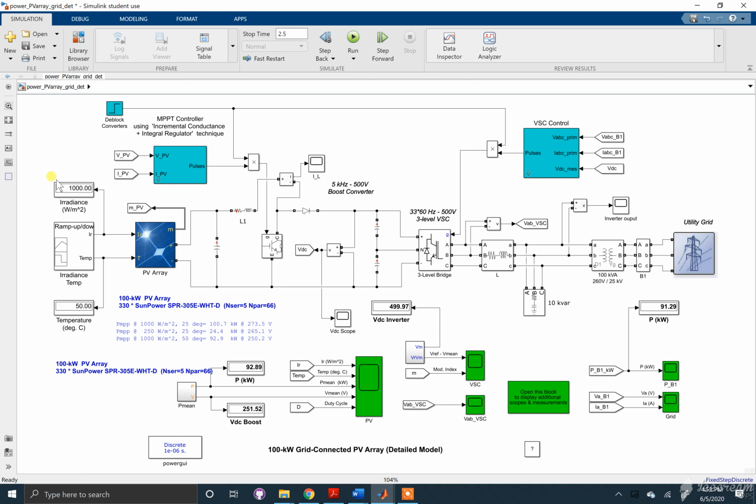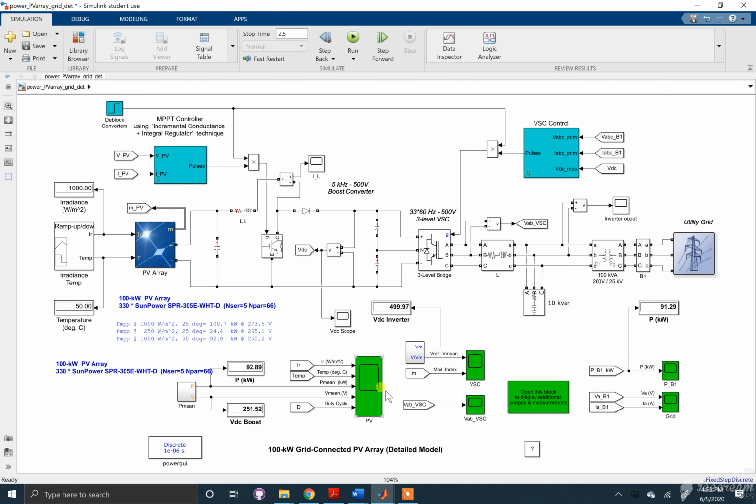Now the environmental conditions over here on the left will affect the output of this PV array, and they are varied throughout the experiment. The irradiance will start at 1,000 watts per meter squared, and then drop down to 250 watts per meter squared during the experiment, while the temperature starts at 25 degrees Celsius and will jump up to 50 degrees Celsius.